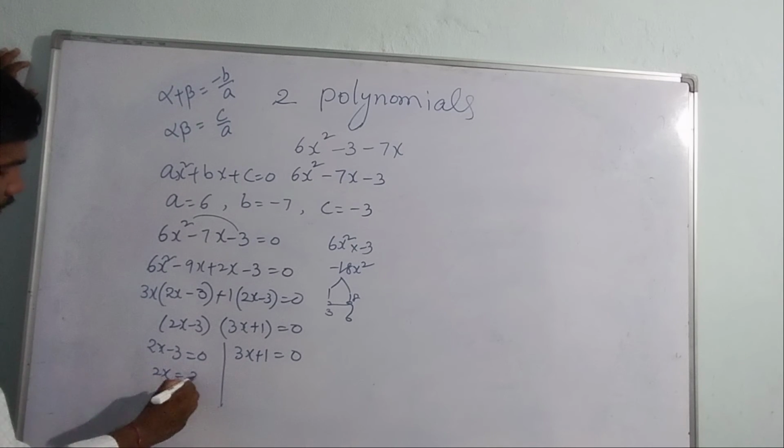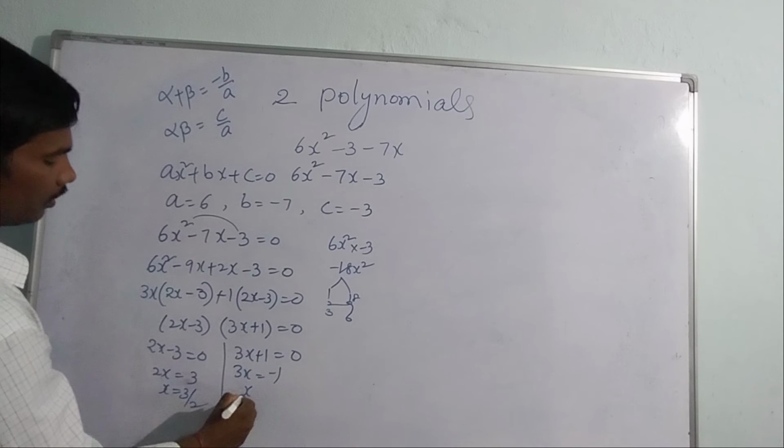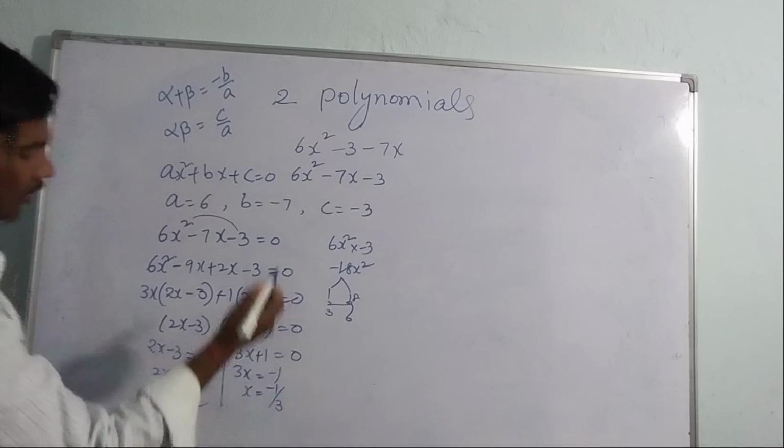2x is equal to 3, x is equal to 3 by 2. Here 3x is equal to minus 1, x is equal to minus 1 by 3.